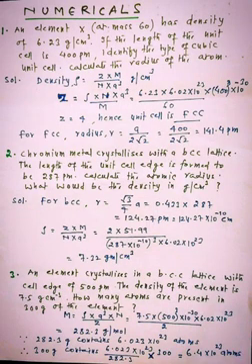So see the first question. An element X having atomic mass 60 has density of 6.23 gram per centimeter cube. If the length of the unit cell is 400 picometer, identify the type of cubic unit cell. Also calculate the radius of the atom.